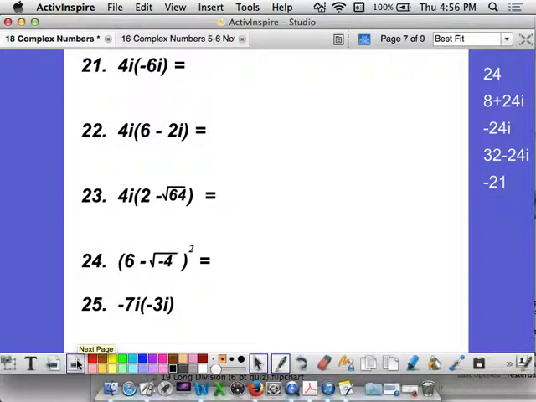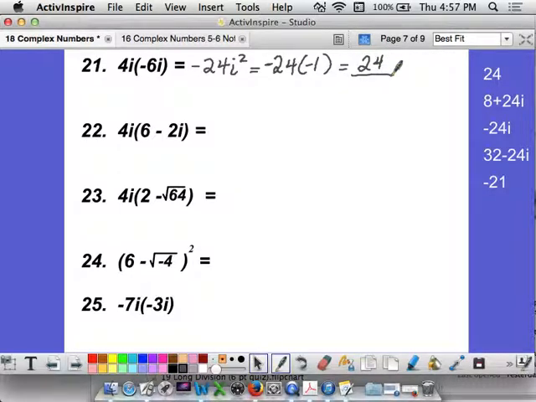Okay, here we're just really making sure you understand what i means, and we're going to multiply. When we multiply here, we have 4 times negative 6 is negative 24. i times i is i squared. But I know that this is negative 24 times negative 1. i squared is negative 1, so my final answer is a positive 24.